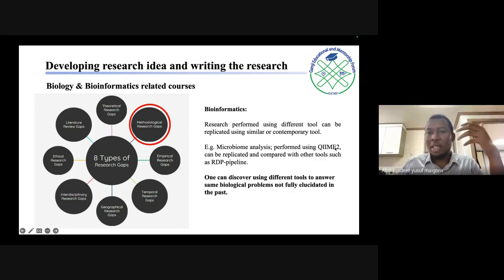There is a first version and a second version to solve this kind of problem. You can use another tool, like the RBP pipeline, to solve the same problem using a different pipeline, just to compare how these two tools could identify the variations in species or in genus or whatsoever. So this is a big gap which we usually explore in the biological field.